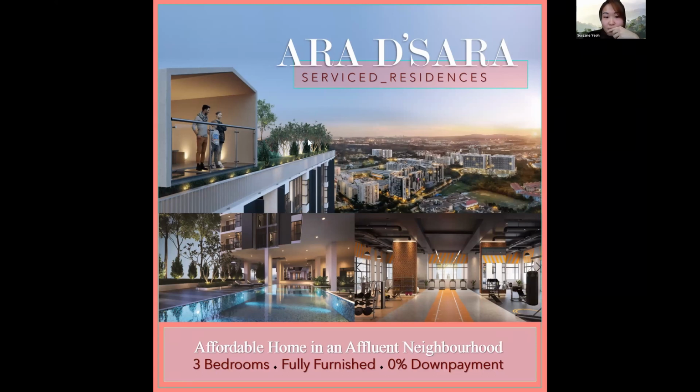I just want to show them what they can get from this. They can get this view, and the pool is really nice. Your pictures also have to be consistent. It cannot be suddenly very nice and then two are low quality images, so you have to be consistent. And I give them a little bit of a punchline, like affordable home in an affluent neighborhood. I tell them it's 3 bedrooms, fully furnished, and 0 down payment. But of course, the static ad itself will not do the full job.